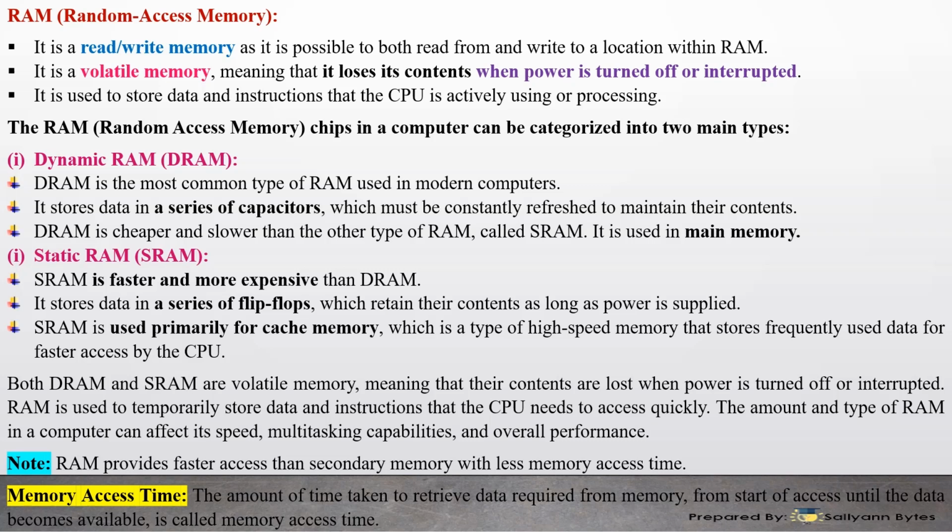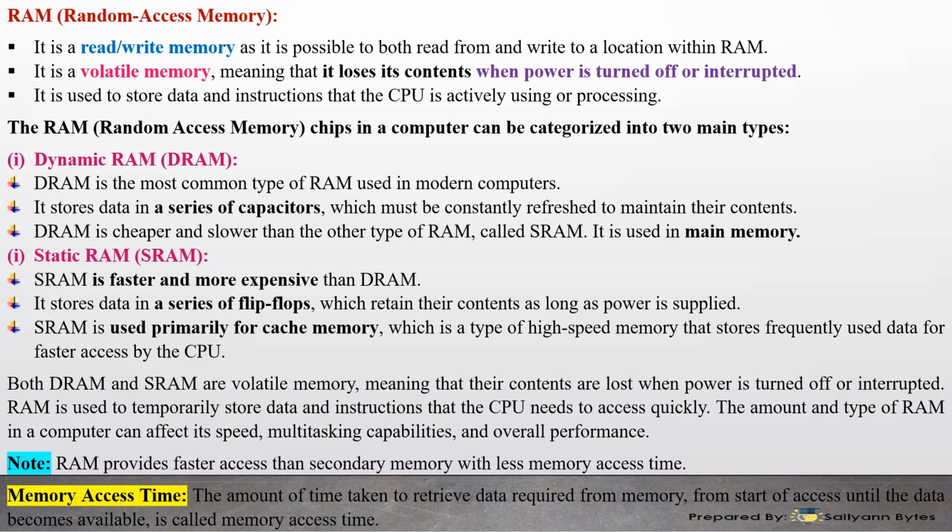The RAM chips in a computer can be categorized into two main types: dynamic RAM, DRAM, and static RAM, SRAM. DRAM is the most common type of RAM used in modern computers. It stores data in a series of capacitors, which must be constantly refreshed to maintain their contents. DRAM is cheaper and slower than the other type of RAM, called SRAM. It is used in main memory.